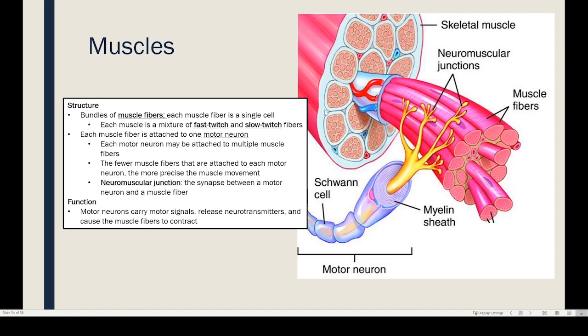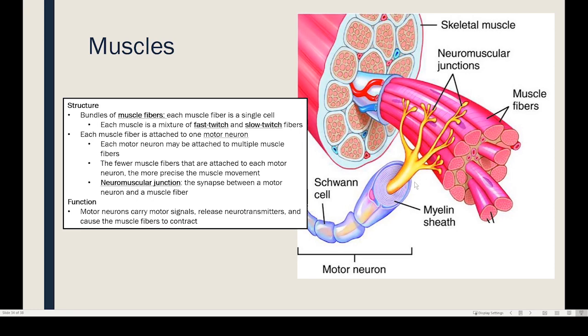But when a muscle is made up of all these muscle fibers, it could be made up of a whole mixture of fast twitch fibers and slow twitch fibers. So different muscles will have different combinations of these, and different people will have different combinations of these too. So each muscle fiber is attached to 1 motor neuron. So you can see this is the axon of a motor neuron here, and it's attached to several different muscle fibers.